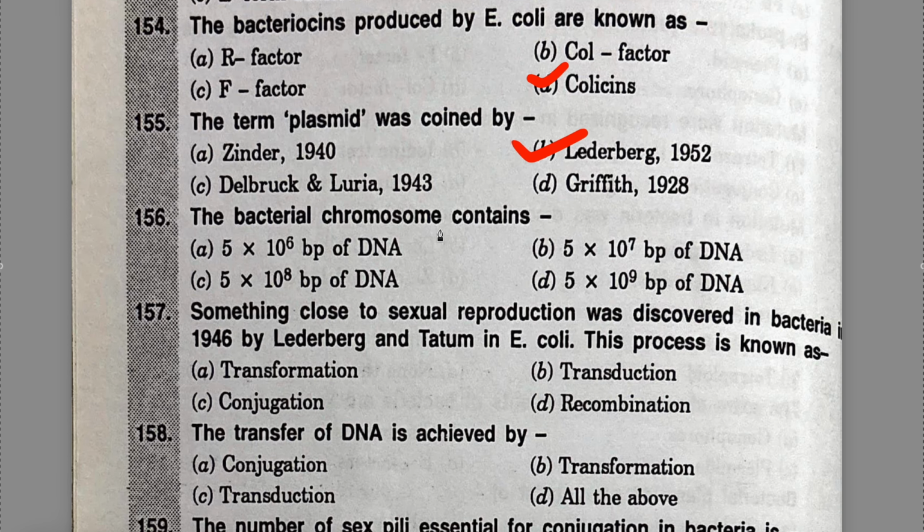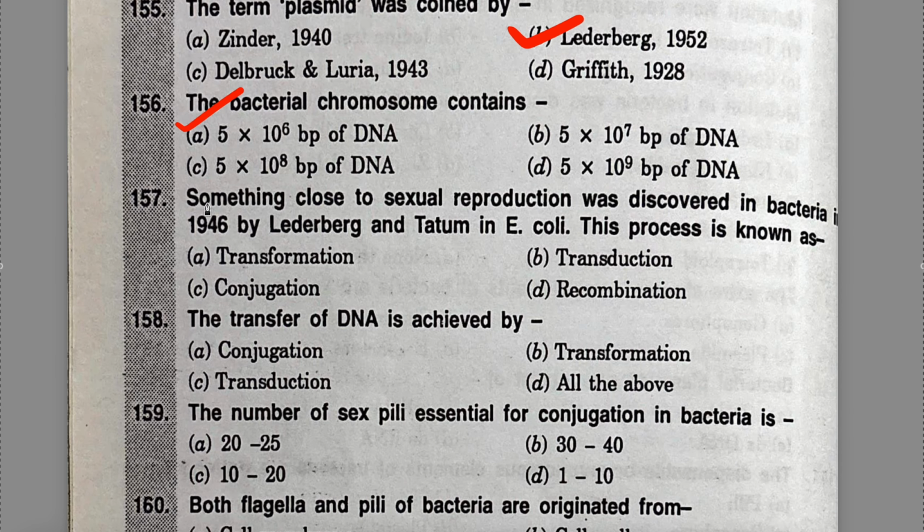156. The bacterial chromosome contains. The options are right on the screen. The answer is option A. 157. Something close to sexual reproduction was discovered in bacteria in 1946 by Lederberg and Tatum in E. coli. The process is known as transformation, transduction, conjugation or recombination. Which one?